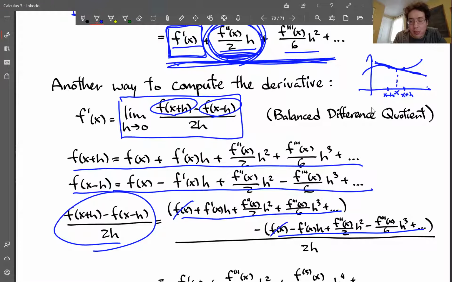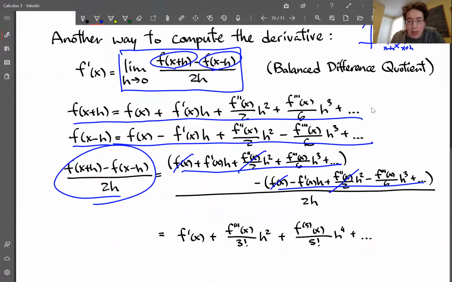The next term is going to cancel because of the plus sign in front. There's another negative sign, so they will cancel. And the next term will add up together because there's an extra negative sign here, and so on. So this is going to cancel all the even terms and double up all the odd terms.